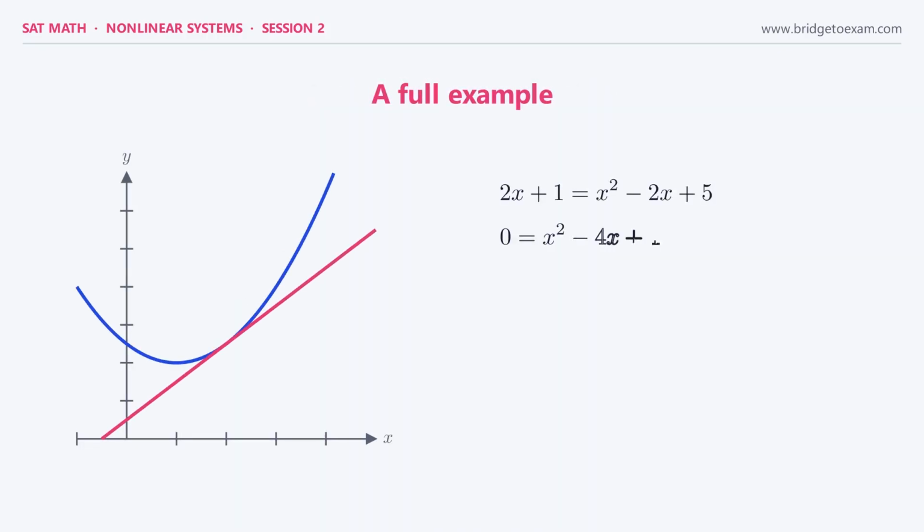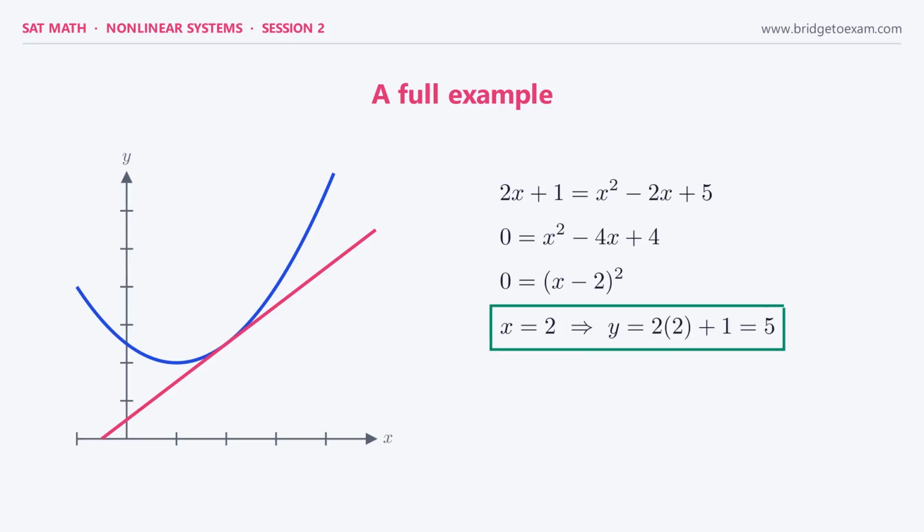We have y equals 2x plus 1, and y equals x squared minus 2x plus 5. Both are solved for y, so substitute one into the other. 2x plus 1 equals x squared minus 2x plus 5. Now gather everything on one side. Subtract 2x, subtract 1, and we get 0 equals x squared minus 4x plus 4.